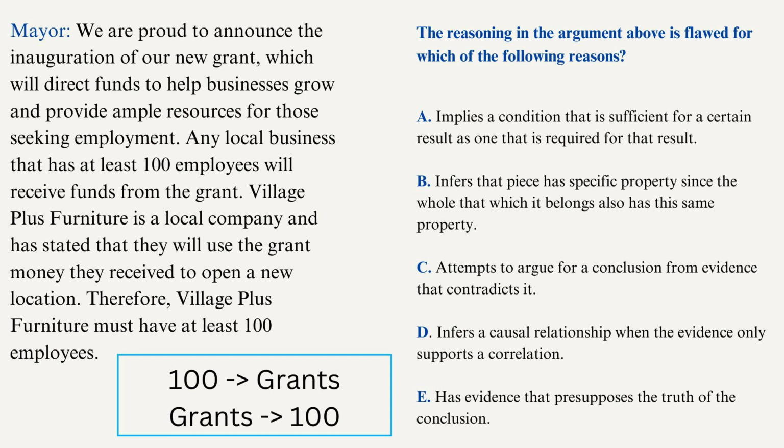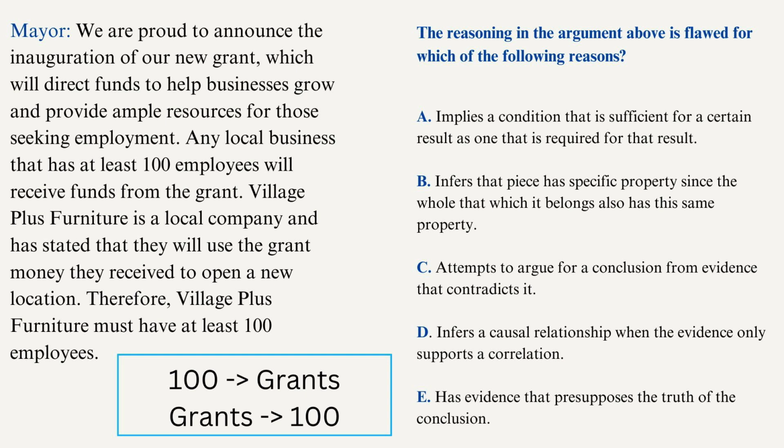So we're dealing with a flaw question, and also we're dealing with an argument. So the first thing we need to do is find the conclusion, and in this case, the conclusion is at the very end. Therefore, Village Plus Furniture must have at least 100 employees. And you have to ask yourself, okay, how do we know this? Why do they must have at least 100 employees?